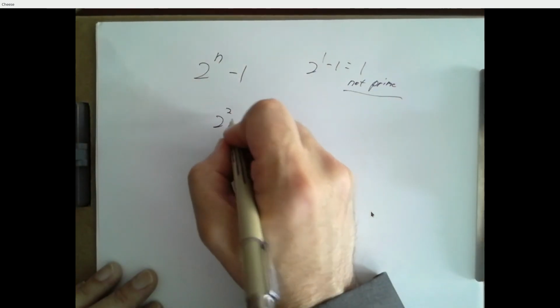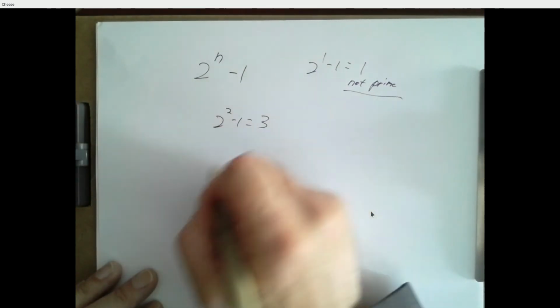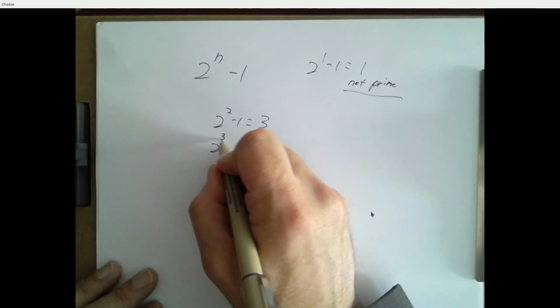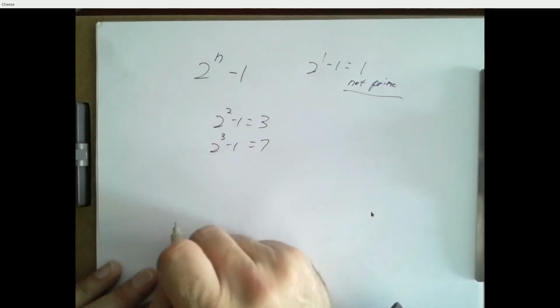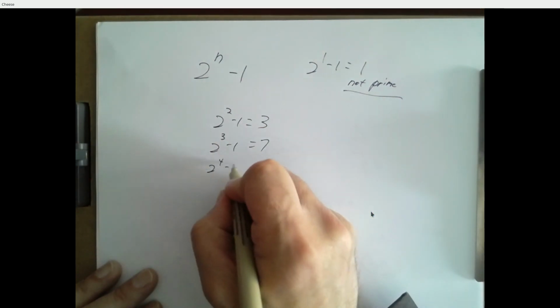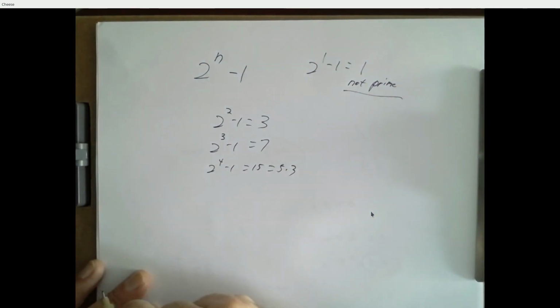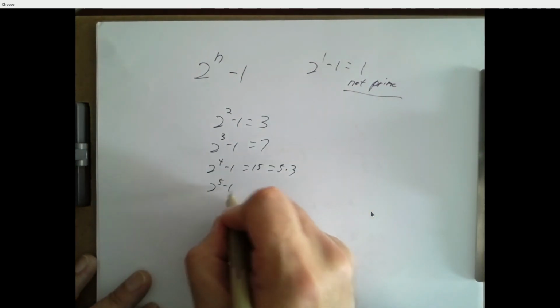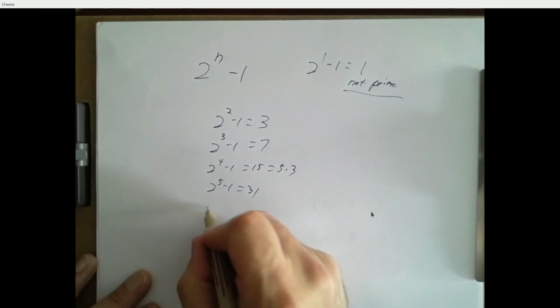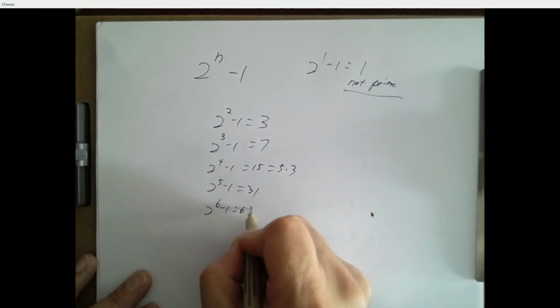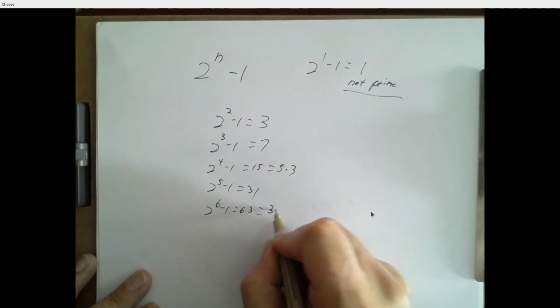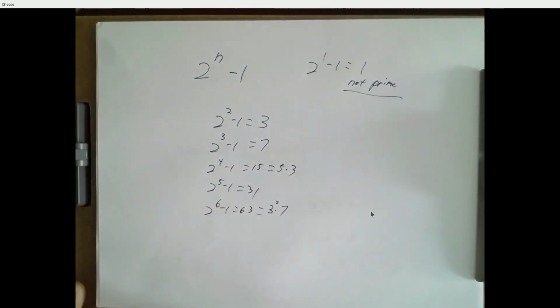But 2 squared minus 1 is 4 minus 1 is 3. That's prime. 2 cubed minus 1 is 8 minus 1 is 7. That's prime. 2 to the 4th minus 1 is 15. That's composite. And so on. That's prime. 2 to the 6th minus 1 is 63, which is actually 3 squared times 7.